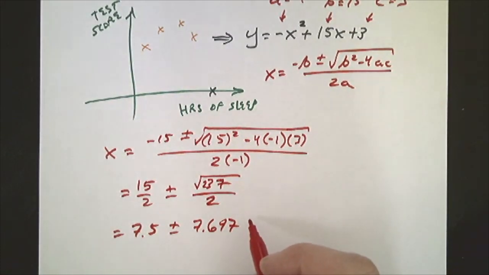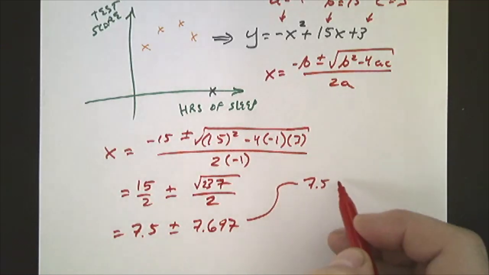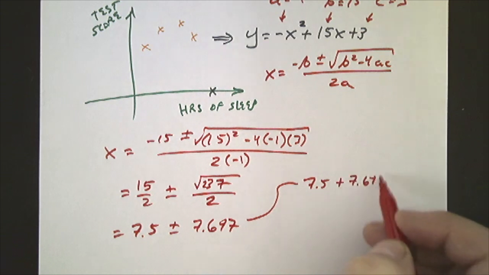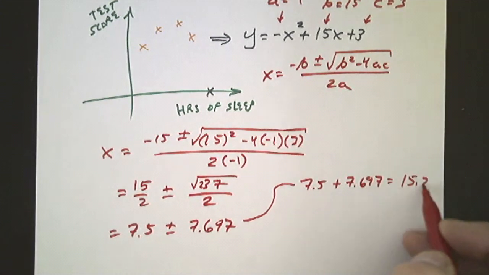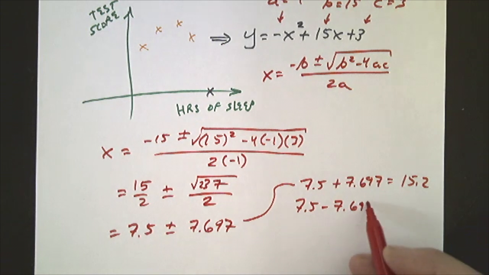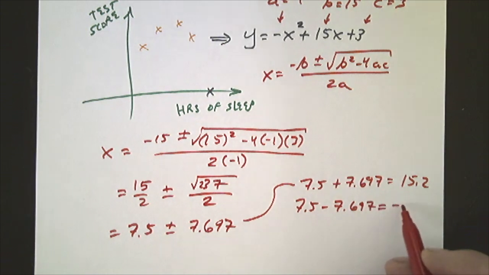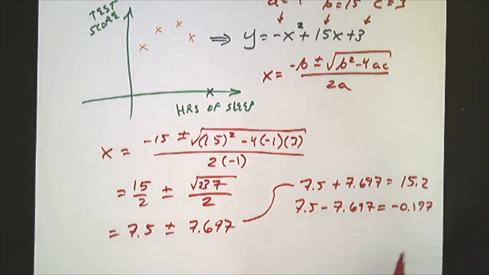So it gives us two answers. If we add plus, we have 7.5 plus 7.697 equals 15.2, and 7.5 minus 7.697 equals negative 0.197. So our two answers are a positive 15.2 and a negative 0.197.